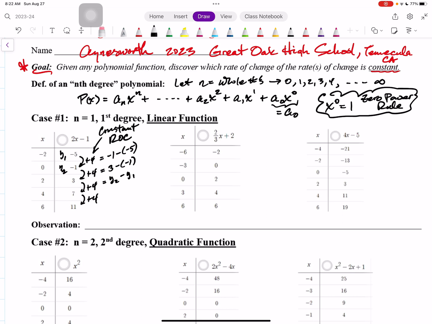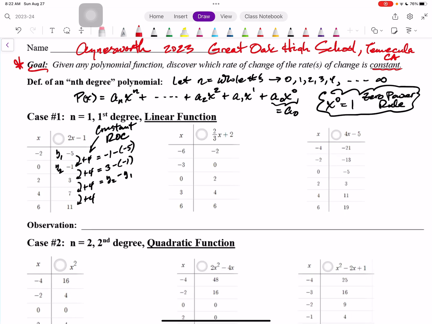And that is why, instead of saying the constant rate of change, we call this the first difference, because these are all found by differences. You subtract, okay? So this 4 right here, yeah, it's a rate of change, but we're going to refer to it as the first difference. And in this case, it's always plus 4. So the first difference is constant. It's always 4 in this case.